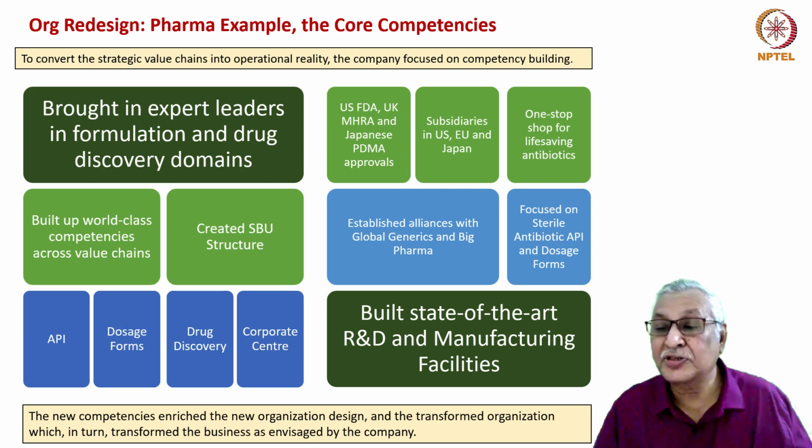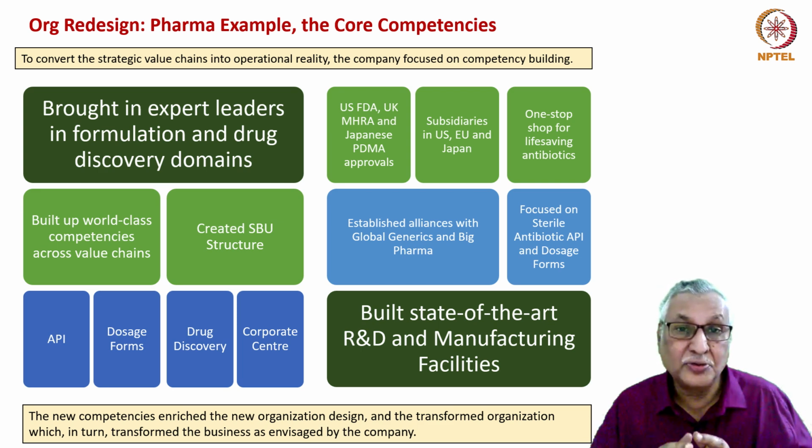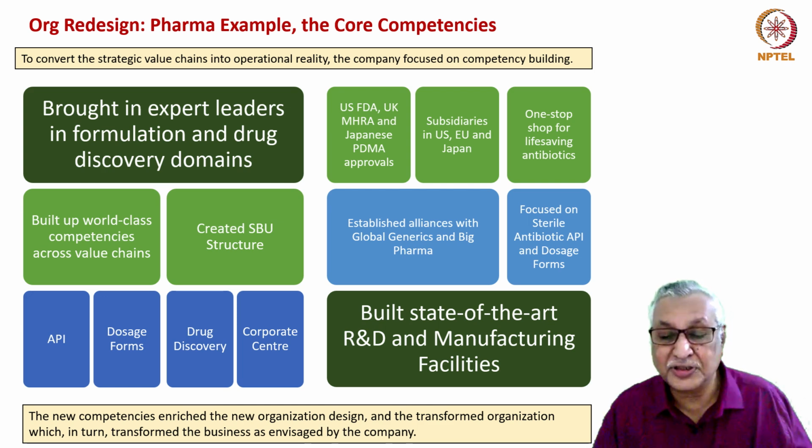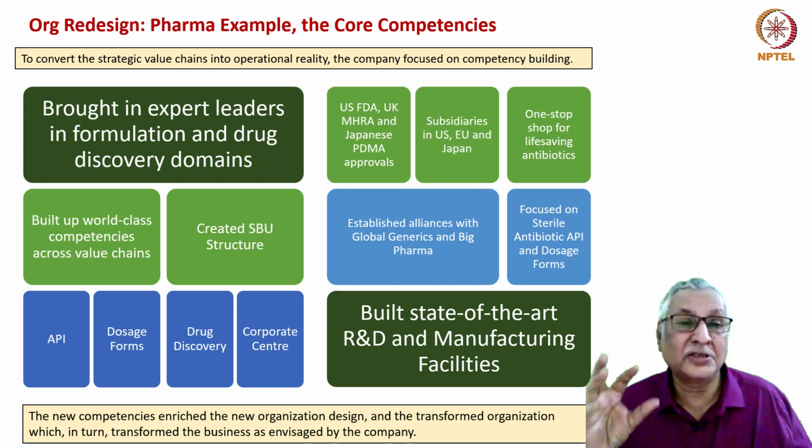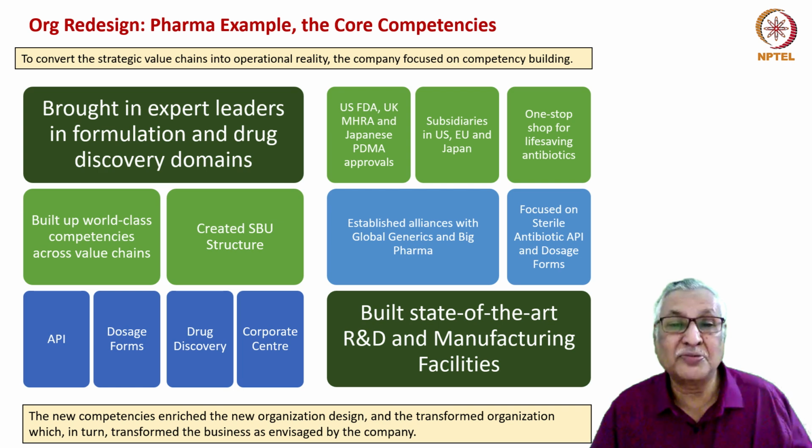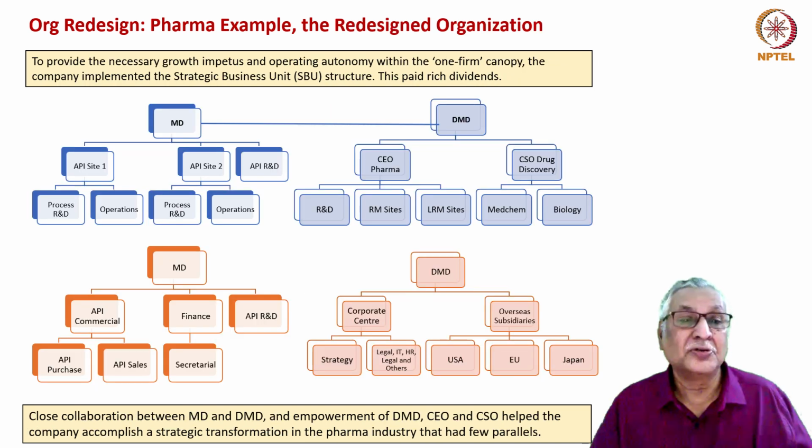The company focused on sterile antibiotic API in dosage forms, built state-of-the-art R&D and manufacturing facilities. The new competencies enriched the new organization design and transformed the organization overall. And this transformed in turn the business as envisaged by the company. So you have the strategy, then the organization structure supported by the business and facility structure, and that led to business development of the highest order possible. You can see the organization structure, how it evolved.